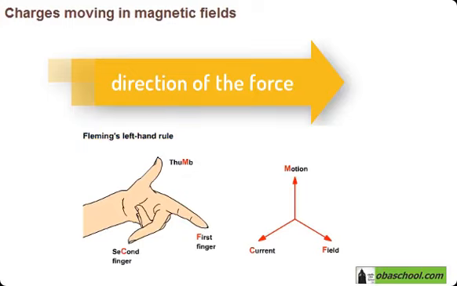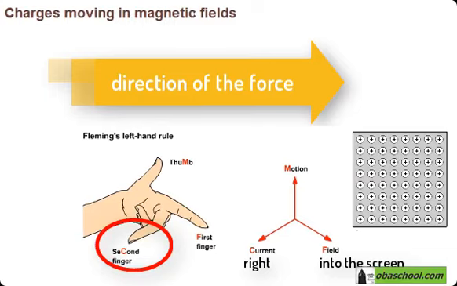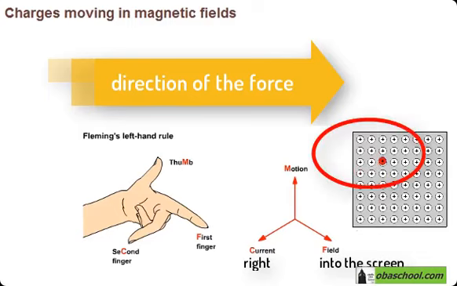Now applying the left-hand rule on the example we have seen for a positive and a negative charge. The magnetic field is pointing into the screen. And so, point your first finger into the screen. The direction of the positive charge indicates the direction of the current, and so point your second finger to the right. And here your thumb will be pointing upward, and that's the direction of the force on the positive charge.